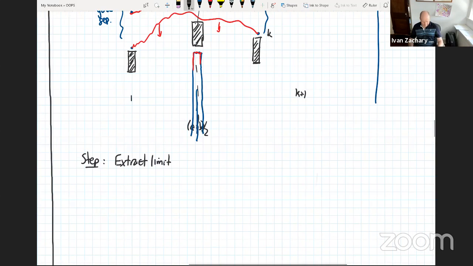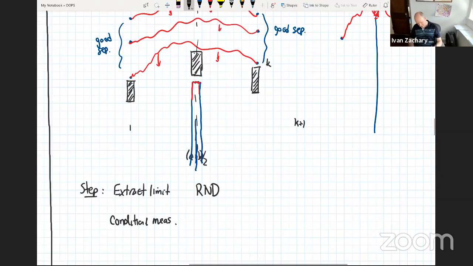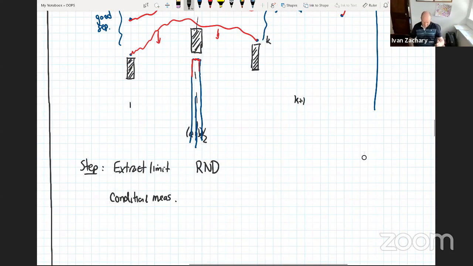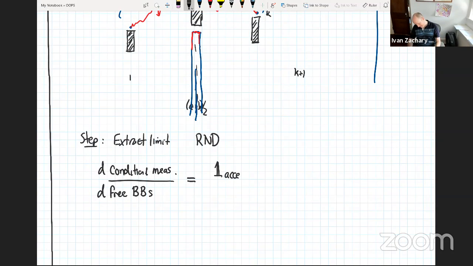And the argument there is basically that you can write a Radon-Nikodym derivative. So if you look at the conditional measure, again, let's assume that we're looking between A and B and we're looking at, say, the top k curves. So if we're looking at the conditional measure, the Radon-Nikodym derivative between that and the measure for k free Brownian bridges, then first of all, that can be written as the indicator function that the Brownian bridges are accepted divided by the probability of acceptance.